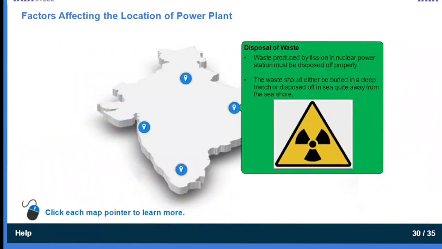Disposal of waste. The waste produced by fission in a nuclear power station is generally radioactive, which must be disposed of properly to avoid health hazards. The waste should either be buried in a deep trench or disposed of in sea quite away from the seashore. Therefore, the site selected for such a plant should have adequate arrangement for the disposal of radioactive waste.